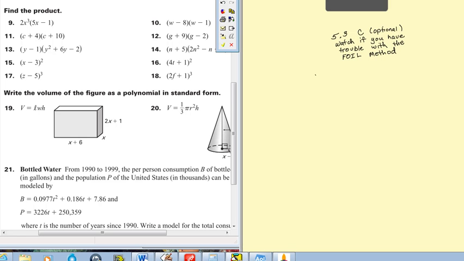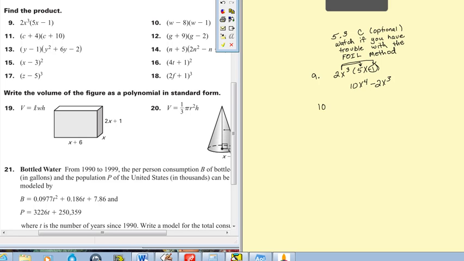Alright, 9. We're going to multiply 2x cubed times 5x minus 1. I need to multiply this times each one of these, remembering to multiply by the sign also. So 2x cubed times 5x, I'd multiply the coefficients together, 10, and then x cubed times x is x to the 4th. Then 2x cubed times negative 1 is negative 2x cubed.